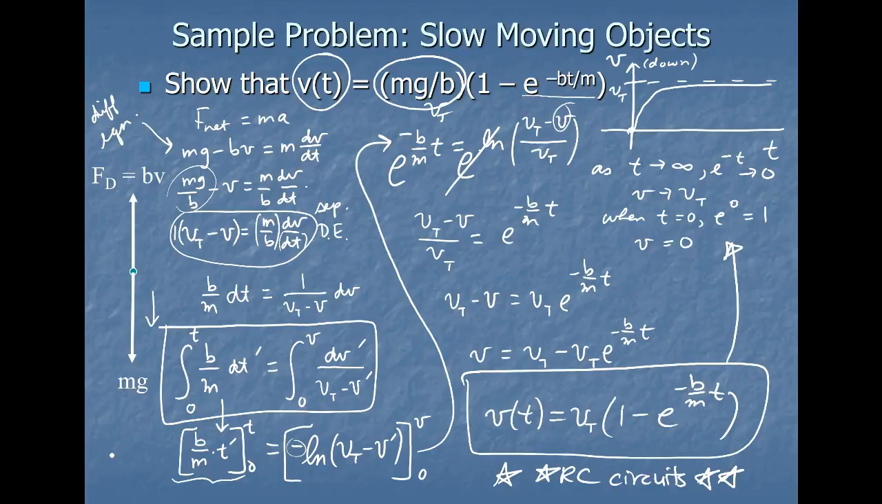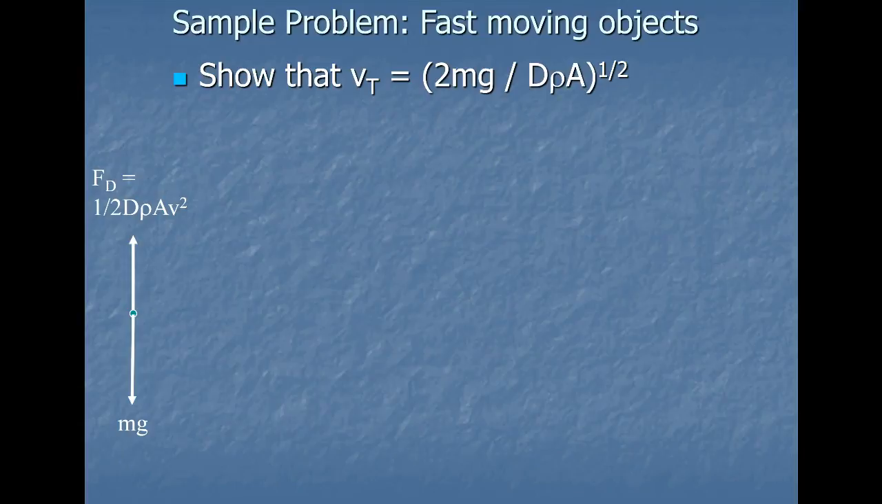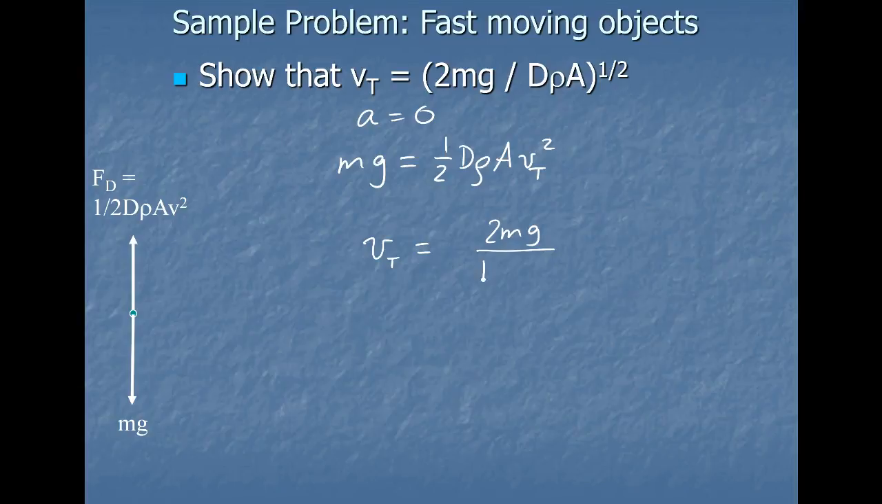Okay, now you can also have quadratic drag, and we're going to show first of all that terminal velocity for quadratic drag is equal to this expression. And this is pretty easy. We know that the acceleration is 0, so these forces are equal. So mg is just equal to 1/2 d rho a v squared, and that's v terminal. So v terminal is going to be the square root of 2 mg over d rho a. Okay, so that's not too tough.